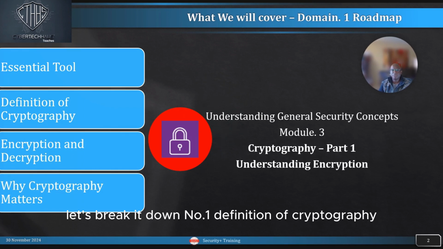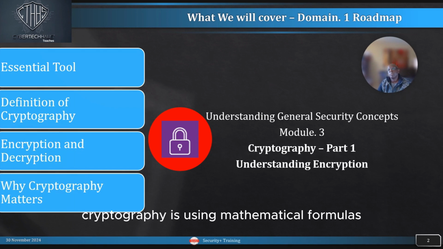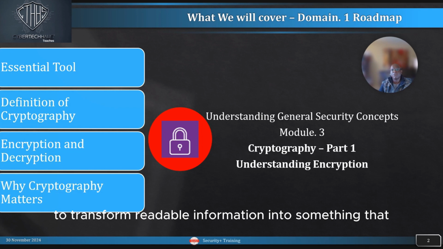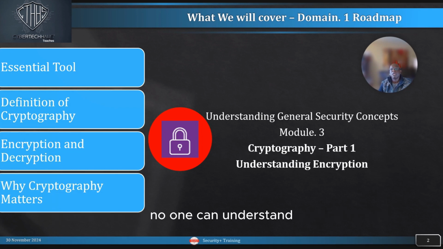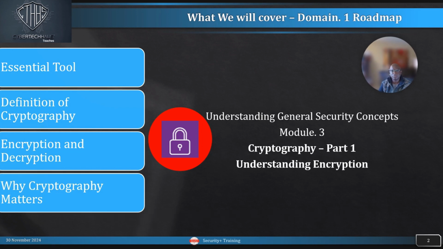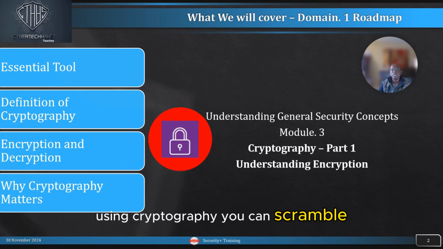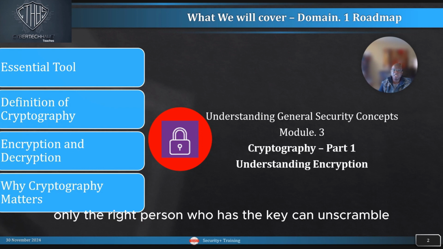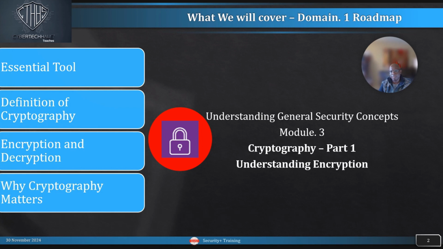Let's break it down. Number one, definition of cryptography. Cryptography is using mathematical formulas or algorithms to transform readable information into something that no one can understand. Imagine you have a message that says hello. Using cryptography, you can scramble that message into a form only the right person who has the key can unscramble.